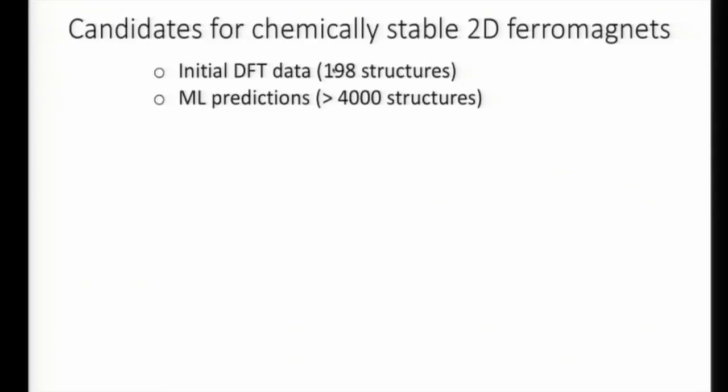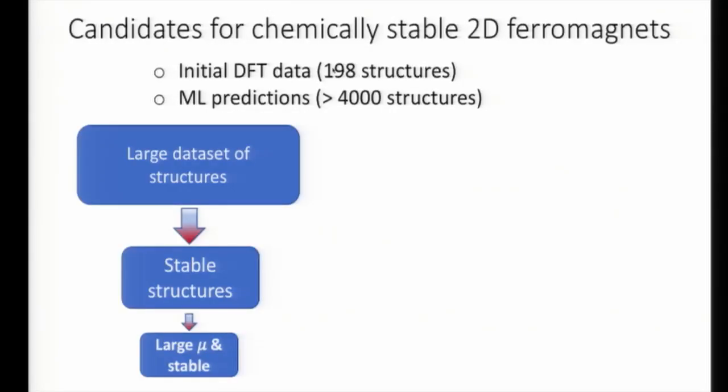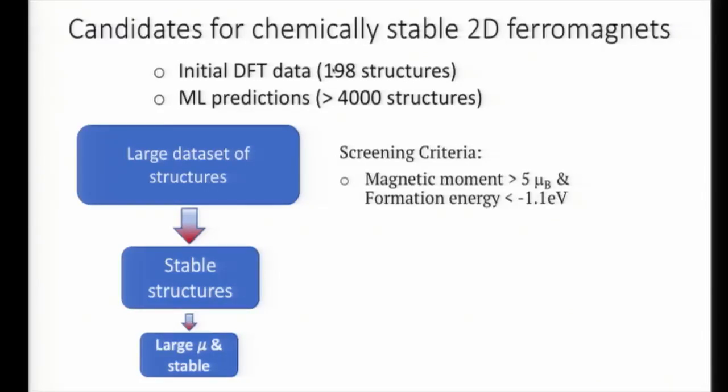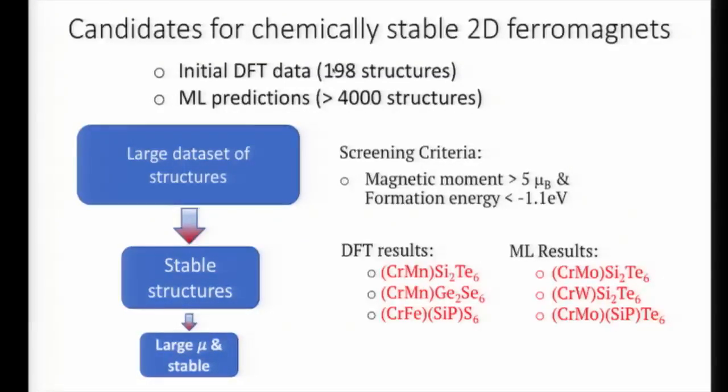So in the end, you want to use this framework for doing screening, to find one or two structures that are really desirable. So you start with a large set of data. You screen for ones that are chemically stable. You screen for ones that have a large magnetic moment, if you're interested in ferromagnetic structures. And if you do that, you can have particular search criteria, larger than 5 Bohr magnetons or less than about 1 eV. And you find that there are certain candidate structures which we could potentially make and measure.